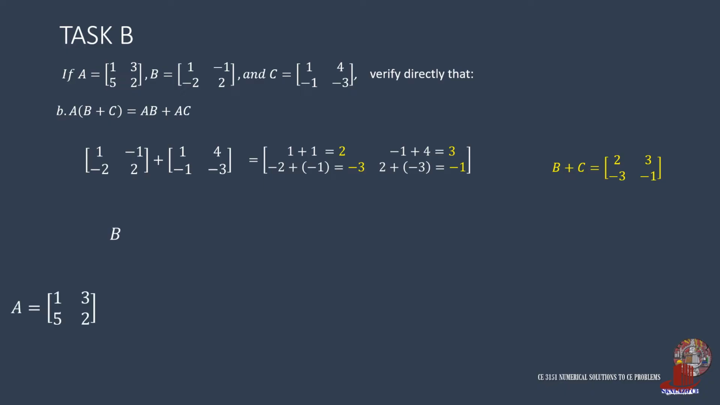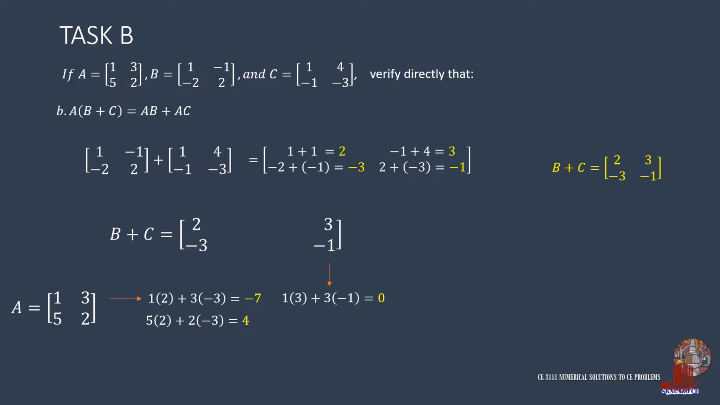Now is to multiply matrix A with the matrix we just solved. Row 1 and column 1 has 1 times 2 plus 3 times negative 3, which is negative 7. Row 2 times column 1 has 5 times 2 plus 2 times negative 3, giving 4. Then row 1 again, but with column 2, which gives 1 times 3 plus 3 times negative 1, or 0. Then row 2 with column 2, that is 5 times 3 plus 2 times negative 1, resulting to 13. So matrix A multiplied by matrix B plus C has elements negative 7, 0, 4, and 13.